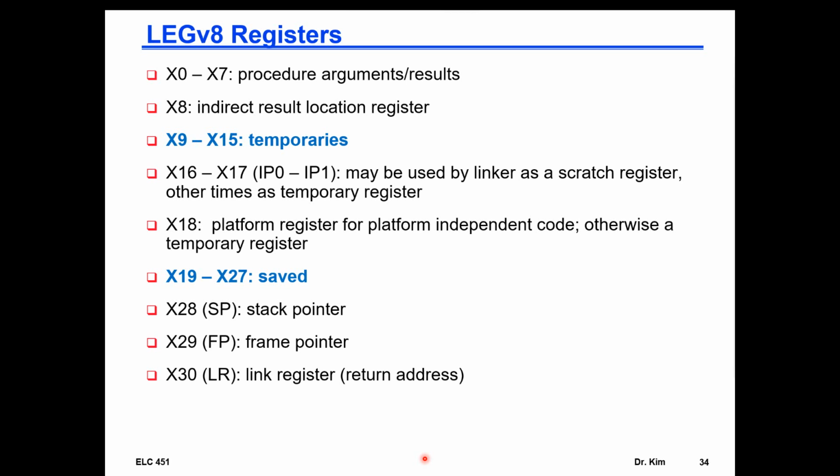Then register 29 is the frame pointer. So this is only useful for implementing operating systems and operating system level memory management parts of the operating system. And then X30 is designated as the link register. The link register is where you store, when you go to a subroutine, the address of the next instruction after the calling of that subroutine. So when you go back, you know what is the instruction that you have to execute, and you restore that address from there.